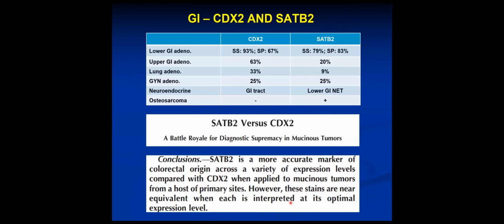Regarding markers for GI origin, CDX2 and SATB2 are considered because they are nuclear markers. CDX2 is associated with GI primary origin in general and can appear in lung and GYN enteric-type adenocarcinoma. On the other hand, SATB2 tends to indicate a preference for the lower GI region. Some studies have indicated that SATB2 is a more precise marker for colorectal origin compared to CDX2. However, these markers show near equivalence when interpreted at their optimal expression levels.